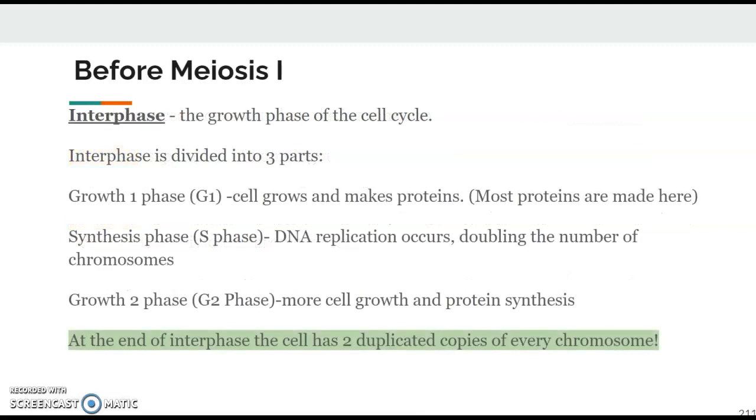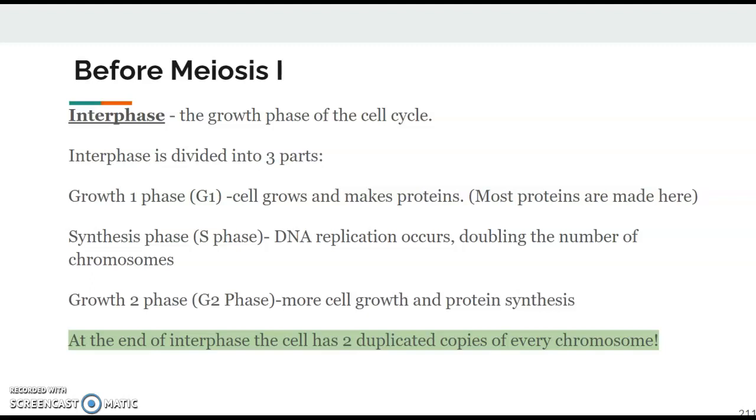So before meiosis one, we have interphase. Remember, just like mitosis, interphase is the growth phase of a cell cycle. This is when the cell is growing, it's making proteins, and it's doing other normal functions. Interphase is divided into three parts, if you remember. So meiosis one pretty much is mitosis, right?